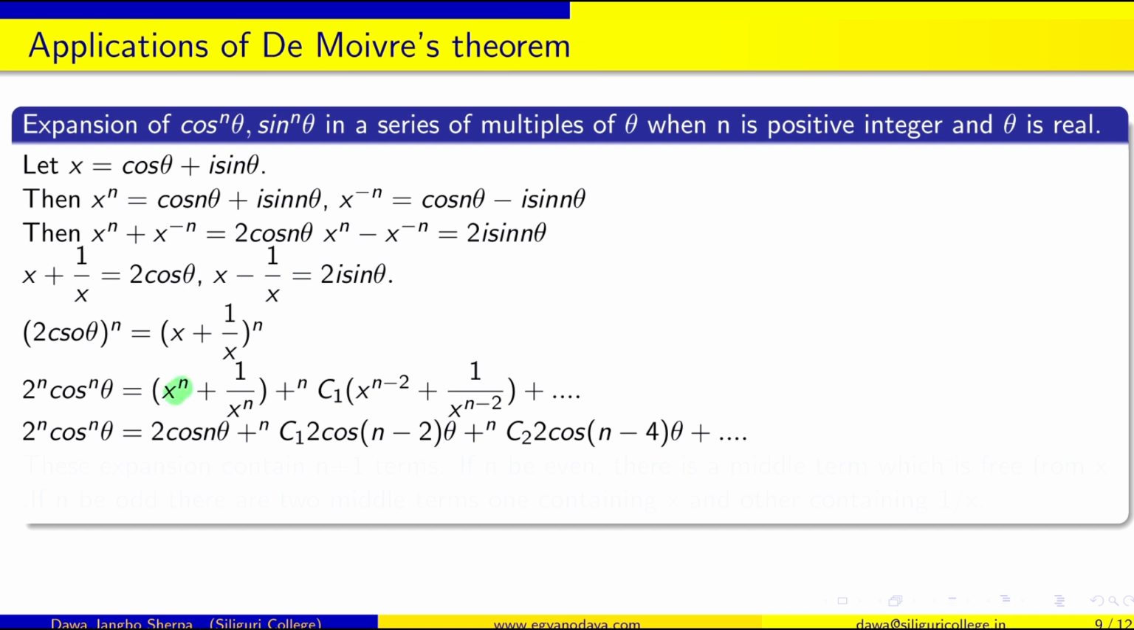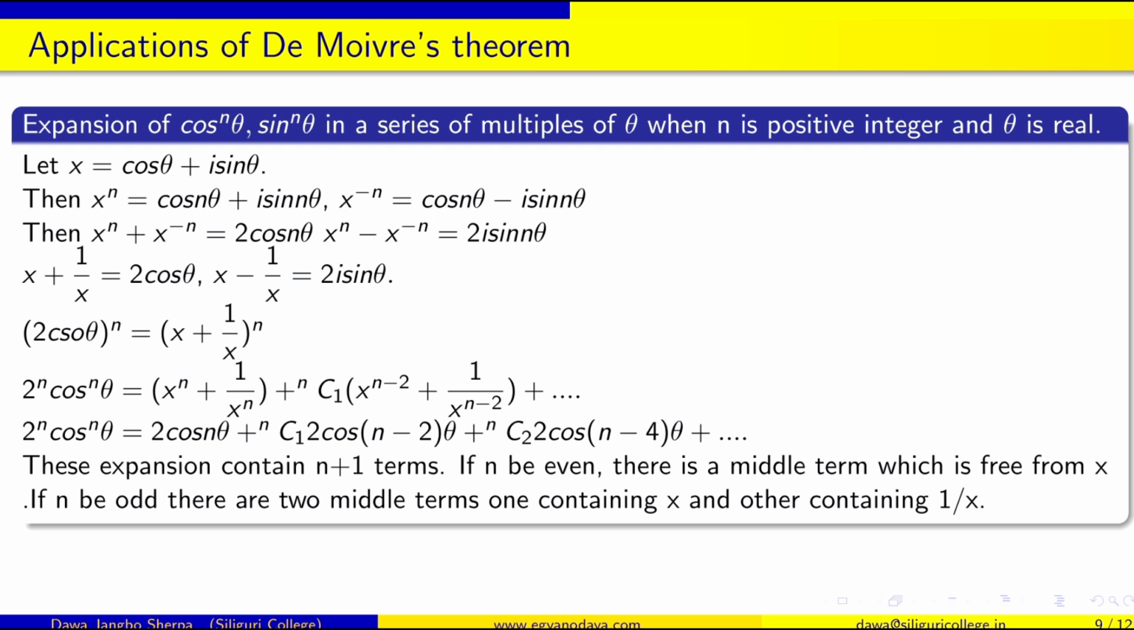Now x to the power n plus 1 by x to the power n is equal to 2 cos n theta from here, and similarly x to the power n minus 2 plus 1 by x to the power n minus 2, instead of n we have n minus 2, so here it will be 2 cos (n minus 2) theta, and for n minus 4 it will be 2 cos (n minus 4) theta, and so on.